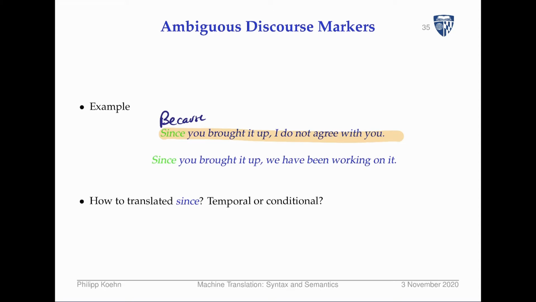While the second one is more a temporal meaning. Since you brought it up, we have been working at it. There you can't just say, because you brought it up, we have been working on it. Well, maybe that's a different reading. So it's basically, since the time you brought it up, have we been working on it? Or is there a reason that you brought it up that we have been working on it? So how do you translate? In a temporal sense or the conditional sense?